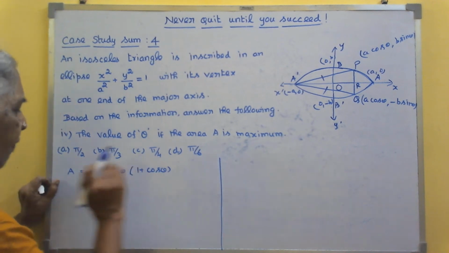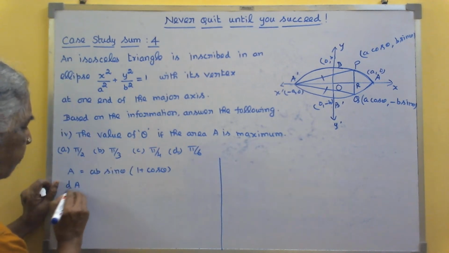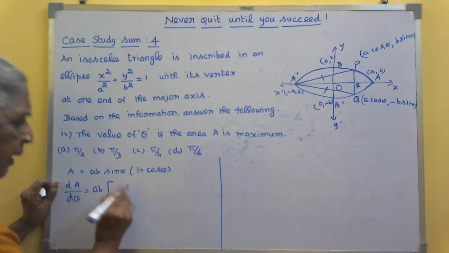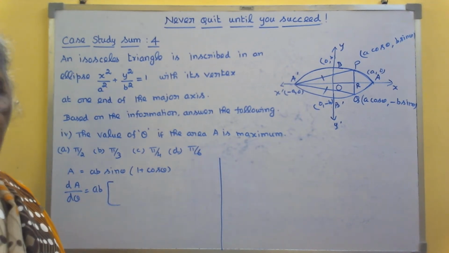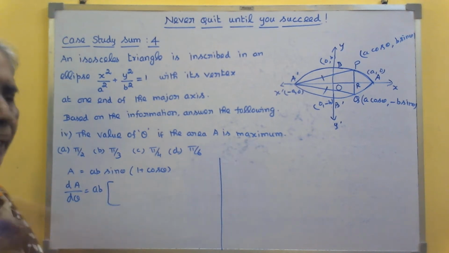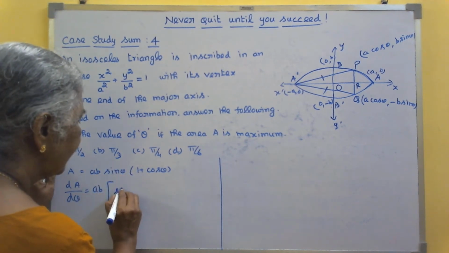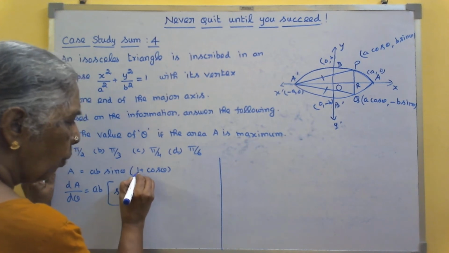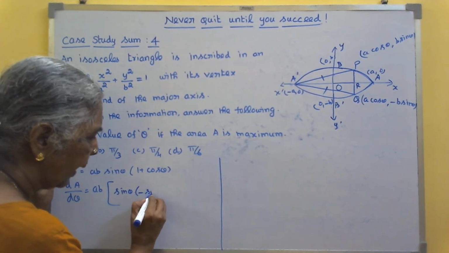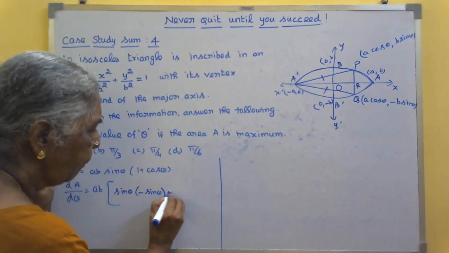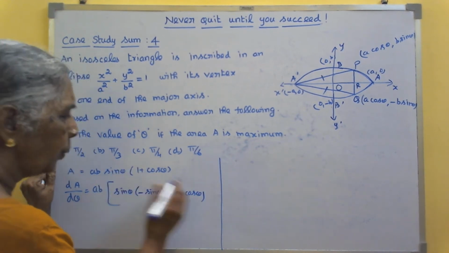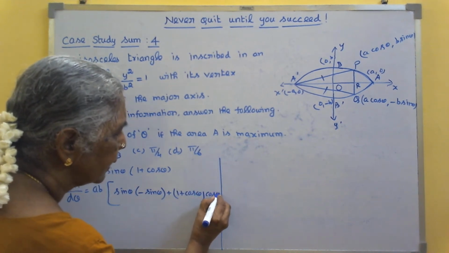So, now let us differentiate. So, dA by d theta. This AB you write as it is. You have to use a product rule here. So, it is like UV. So, UV dash plus VU dash. So, you will get sin theta into 1. If you differentiate, that is 0. For cos theta, that will become minus sin theta. Then plus V, that is 1 plus cos theta into U dash, that will be cos theta.